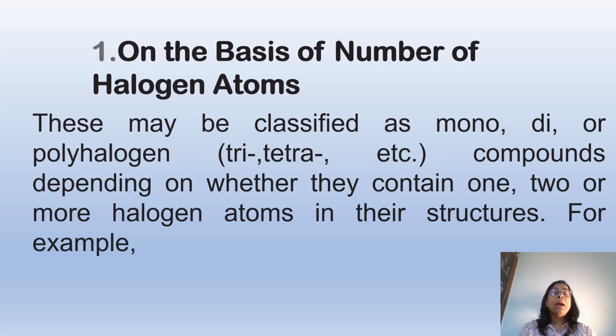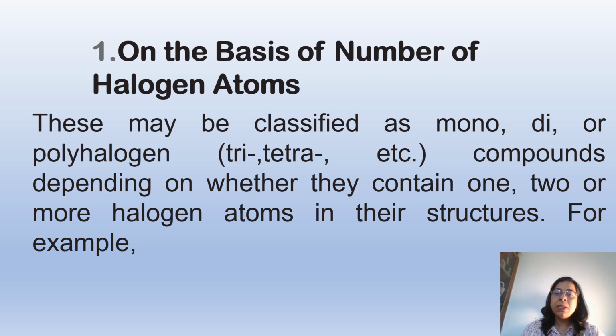So the first type of classification is based upon the number of halogen atoms a carbon atom has, or an alkane chain has, or an aromatic compound has. Number of halogen atoms means whether it has one halogen atom, two halogen atoms, or many halogen atoms present in the compound. They can be named accordingly.